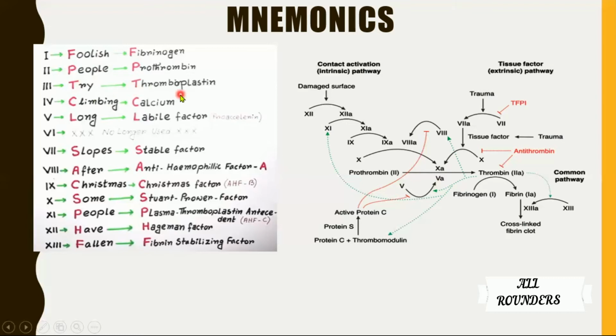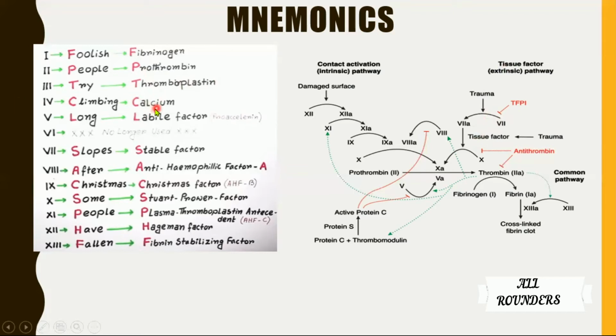This thromboplastin is also known as tissue factor, and it is very much essential in the extrinsic pathway. This tissue factor, which is in the extrinsic pathway, is itself thromboplastin. Similarly, we have C, which stands for calcium.